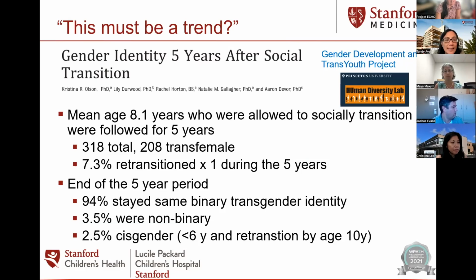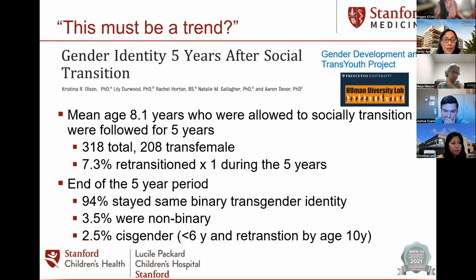There were 318, and 208 were trans female, and only 7.3% retransitioned once during the 5 years. What that means is they went back, not to the identified gender, but to what was assigned. So if someone was designated male at birth and had expressed as female and used a female name and pronoun, 7.3% actually went back to being in the male gender.